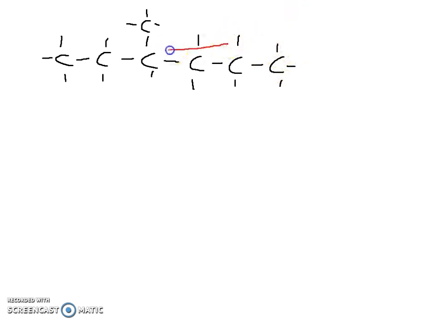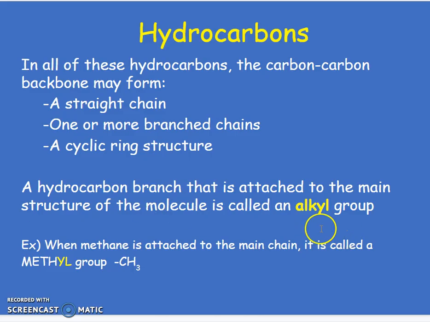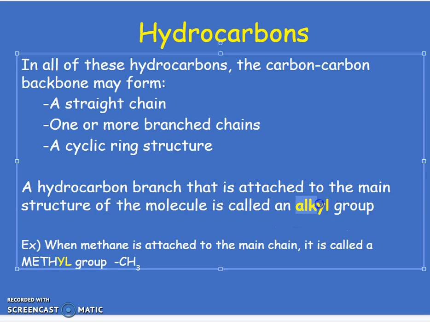So the parent, in this case, would be my 6 carbons, and anything that is coming off of the parent is considered to be a branch. So this single carbon here, because it's not part of that main 6, is a branch. Branches have a different way of being named. Branches are considered to be an alkyl group.